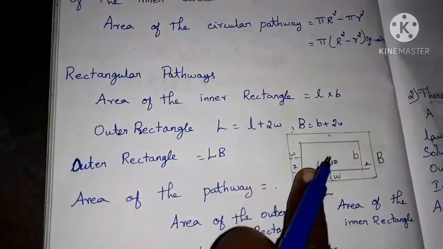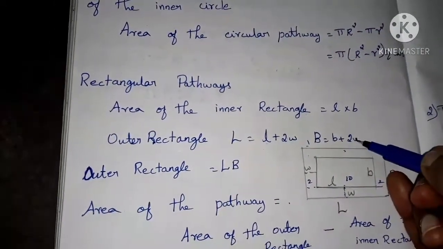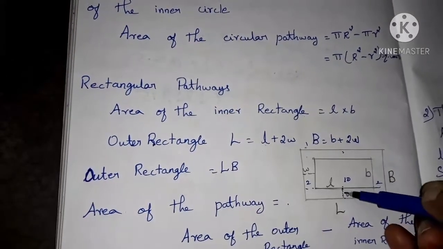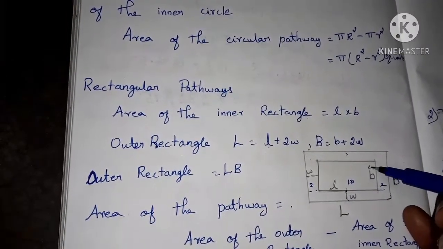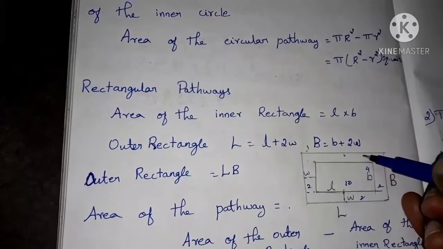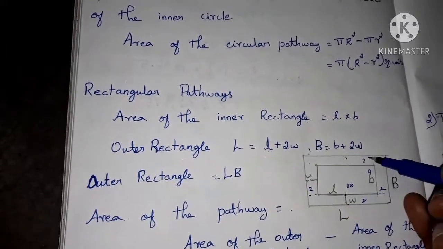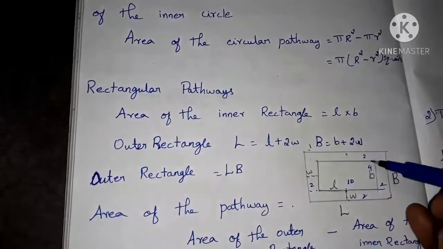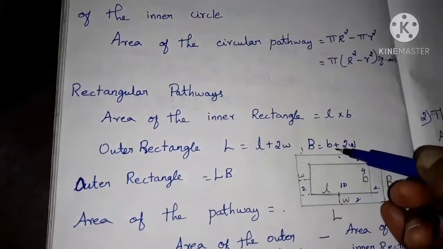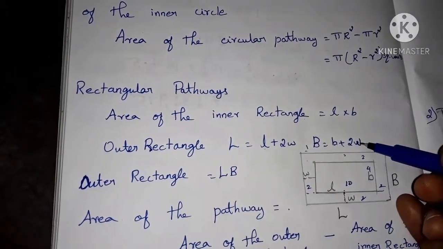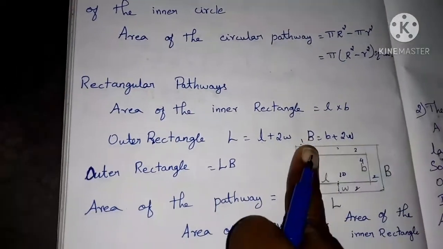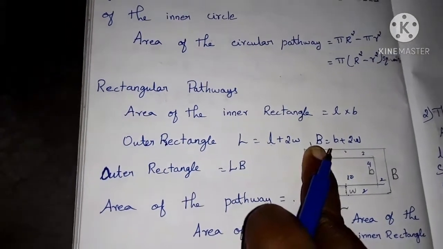The breadth is the same: we have to add to the breadth. Suppose the breadth is 4 and the width is 2 on each side, then 4 plus 2 is 6, plus 2 is 8. So we add 2 widths. That is the breadth plus 2 times the width, which is the outer rectangle breadth.